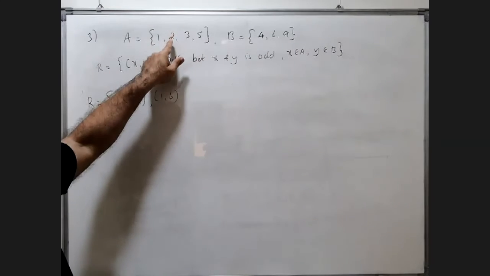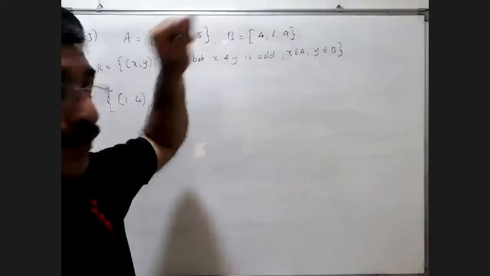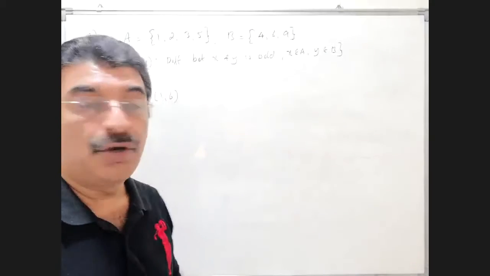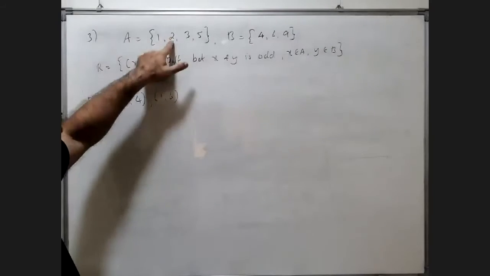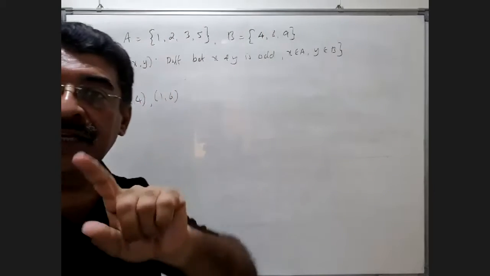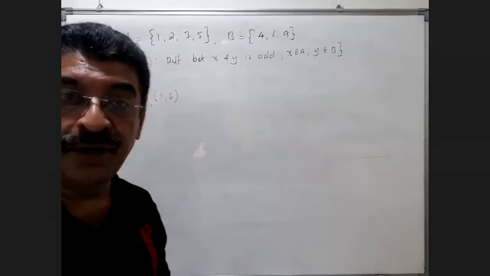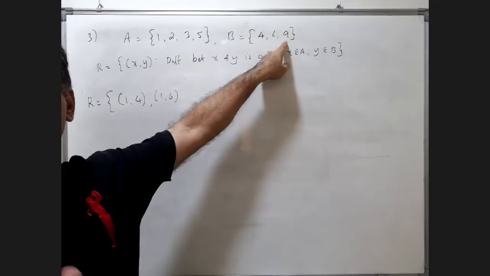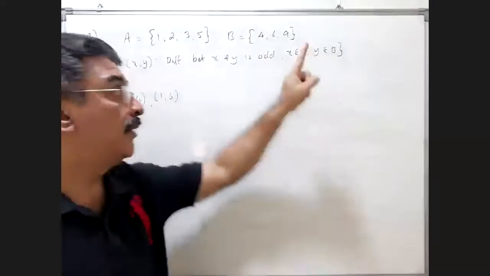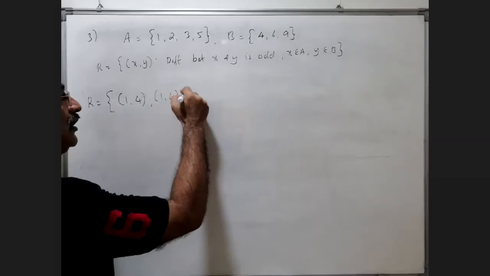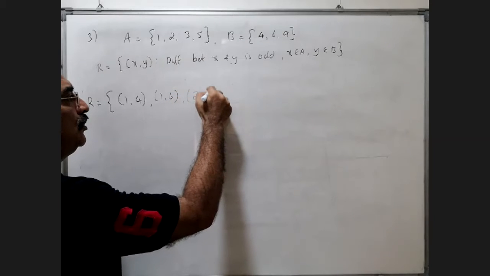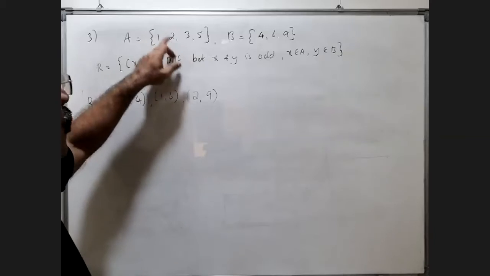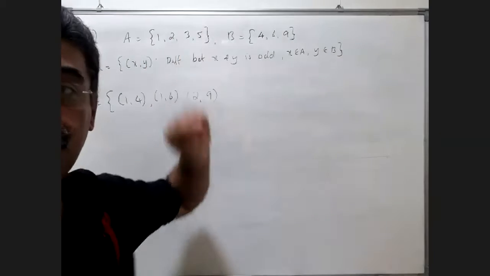Now starting with 2. 2, 4. The difference is not an odd number, so it cannot be taken. 2, 6. Again, the difference between 2 and 6 is not an odd number. 2, 9. Difference between 2 and 9, yes, 9 minus 2, 7. So we can take 2, 9. So we checked all those pairs starting with 2.